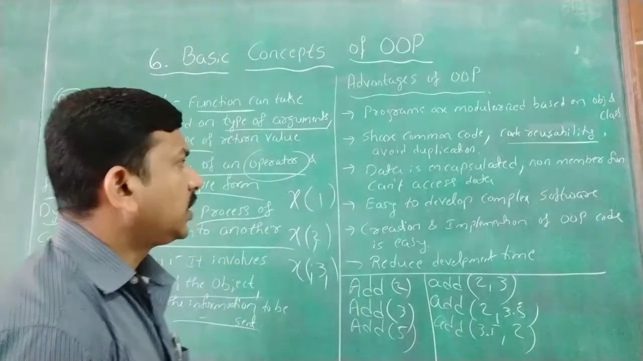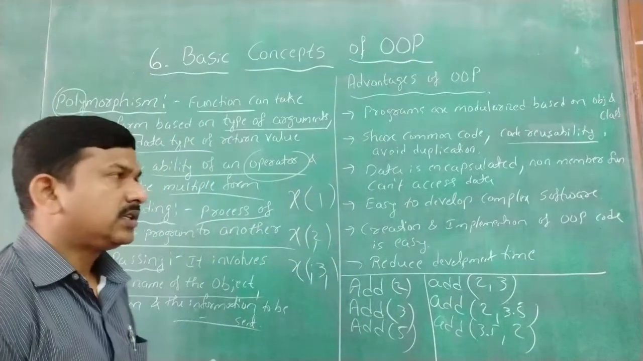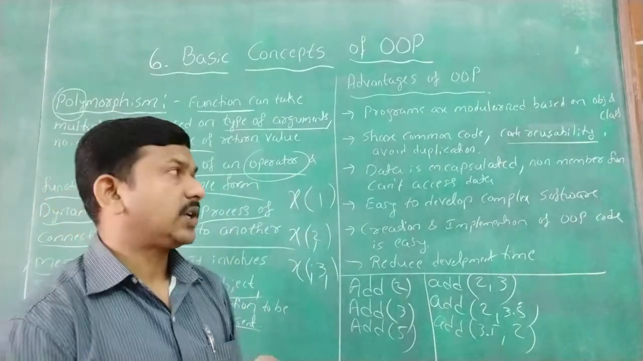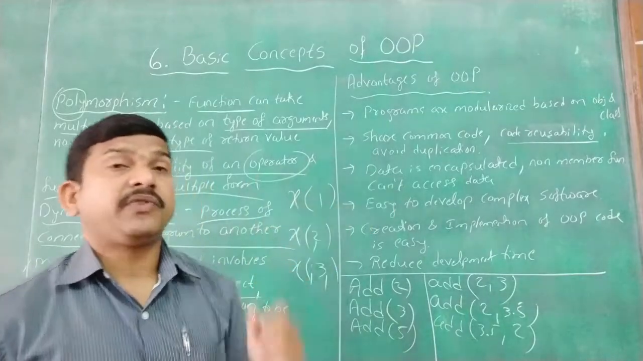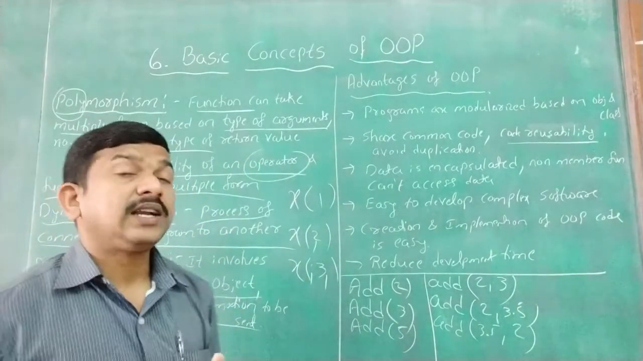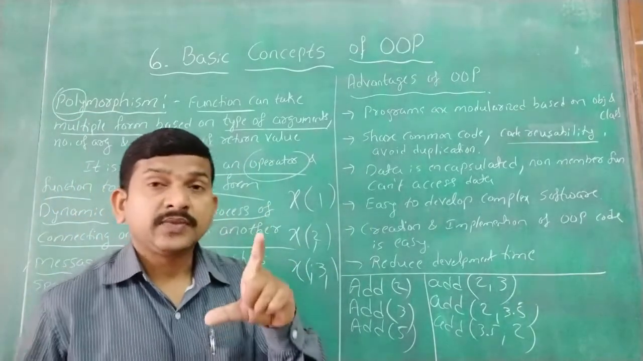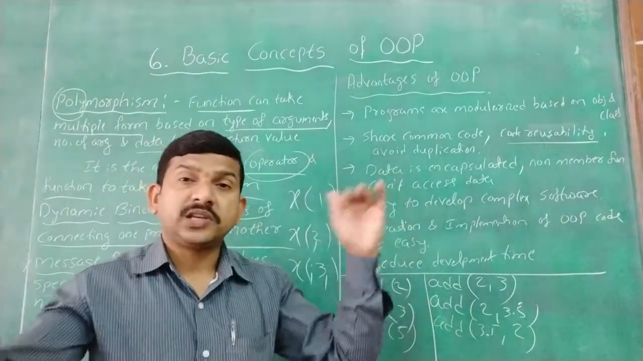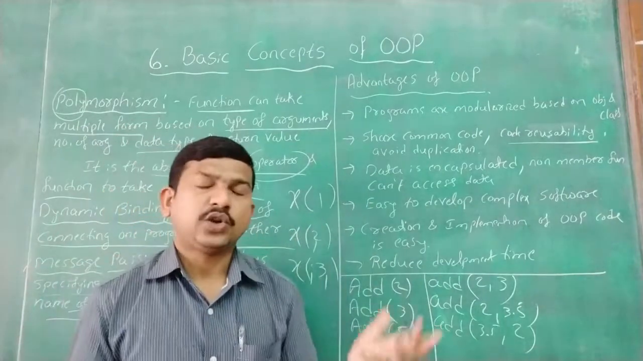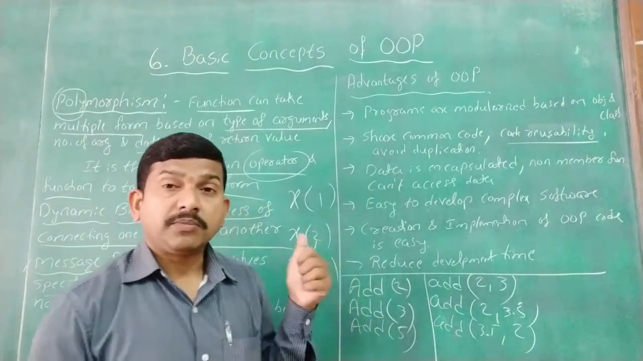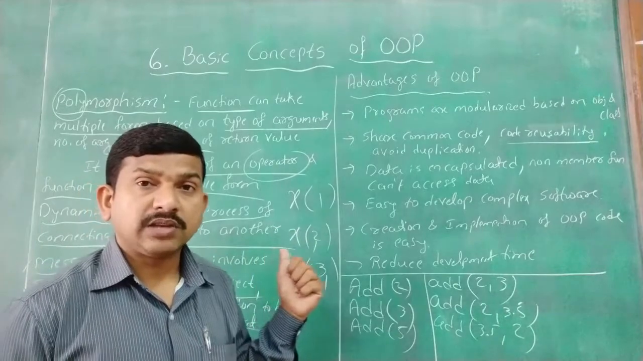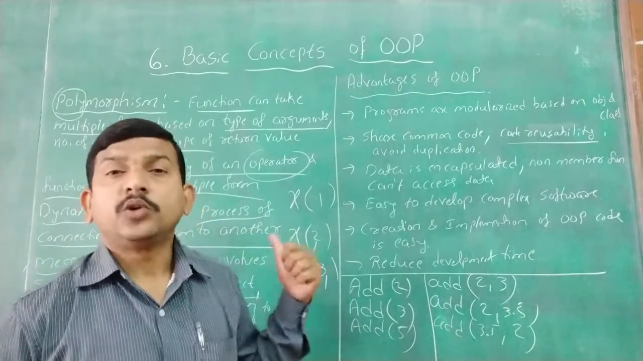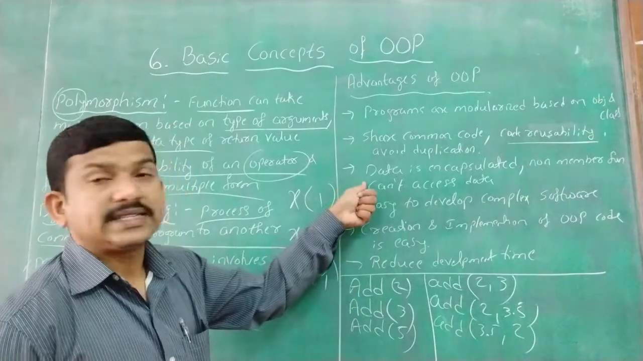Then the third one. Data is encapsulated here. Data is encapsulated means data security here. So a non-member function cannot access data directly, meaning only selected functions can access the data. If some function comes and says it will access the data, it is not possible, because we mainly use the OOPs concept for data security reasons. For the sake of data security we use the OOPs concept more. So that is data security.